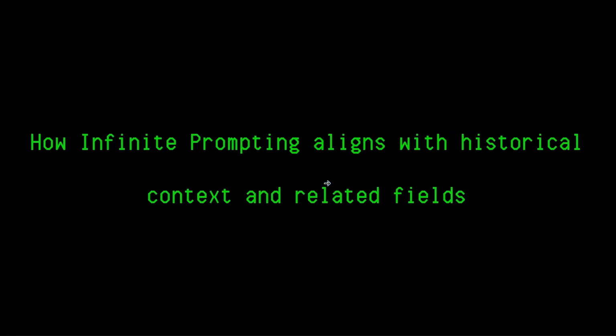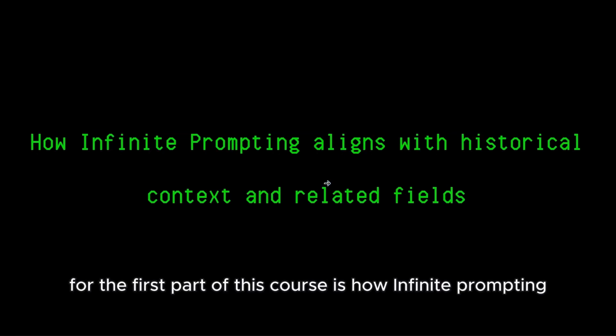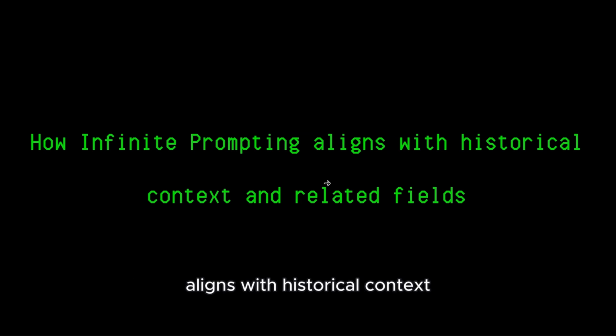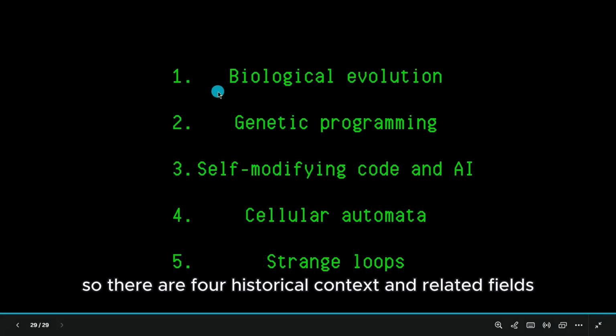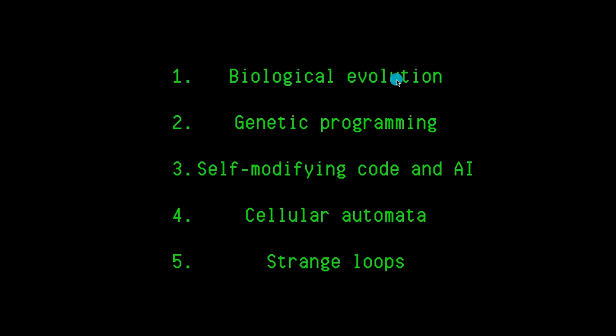The last part for the first part of this course is how infinite prompting aligns with historical context and related fields. So there are four historical contexts and related fields. But the first one is biological evolution, genetic programming, self-modifying code in AI, cellular automata, and also strange loops. These are long to explain, so I don't want to make the video any longer.